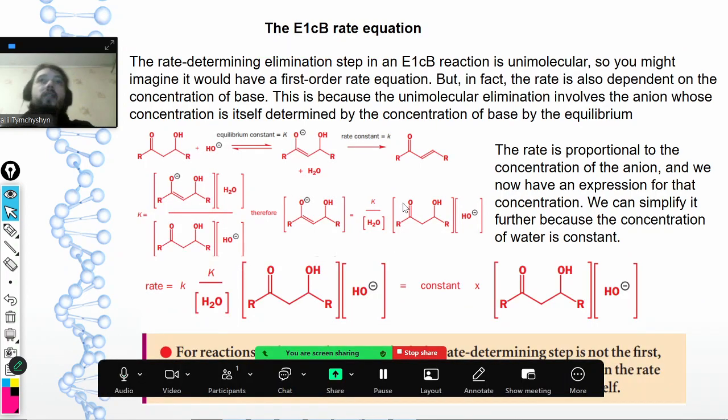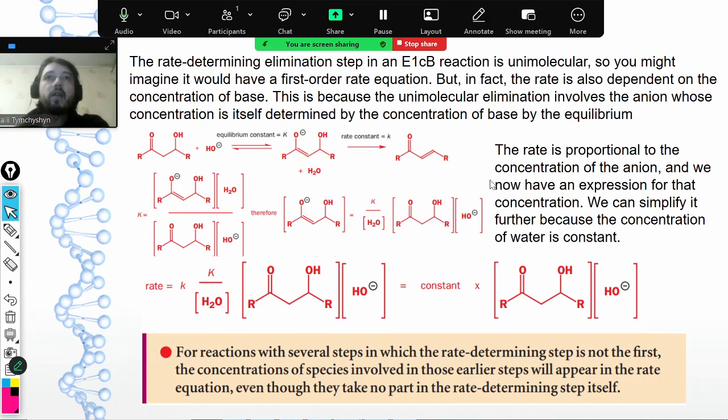The rate determining elimination step is unimolecular, so you might expect that you will have a first order rate equation. But in fact, this step is not the first step, so that's why you have some additional effects involved. So the rate is also dependent on the concentration of base, and that's because to get to that rate determining step, well, to that intermediate, you should first create that intermediate.